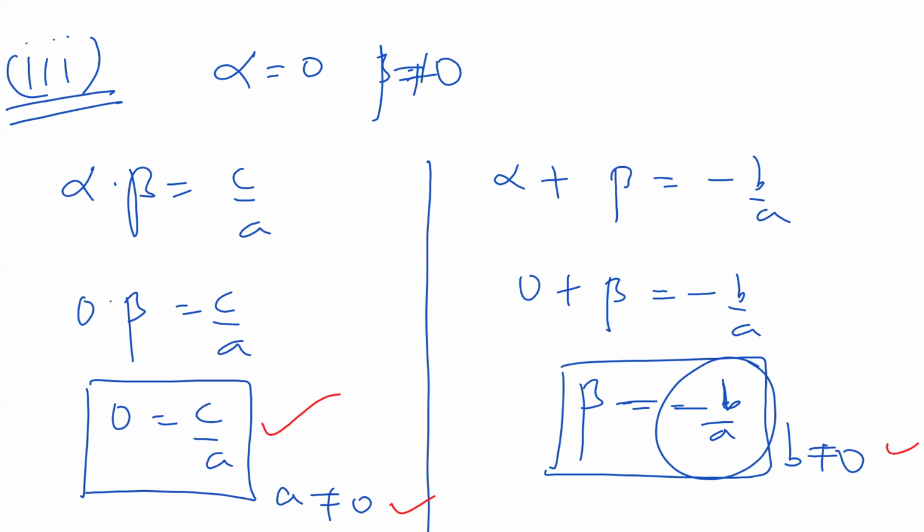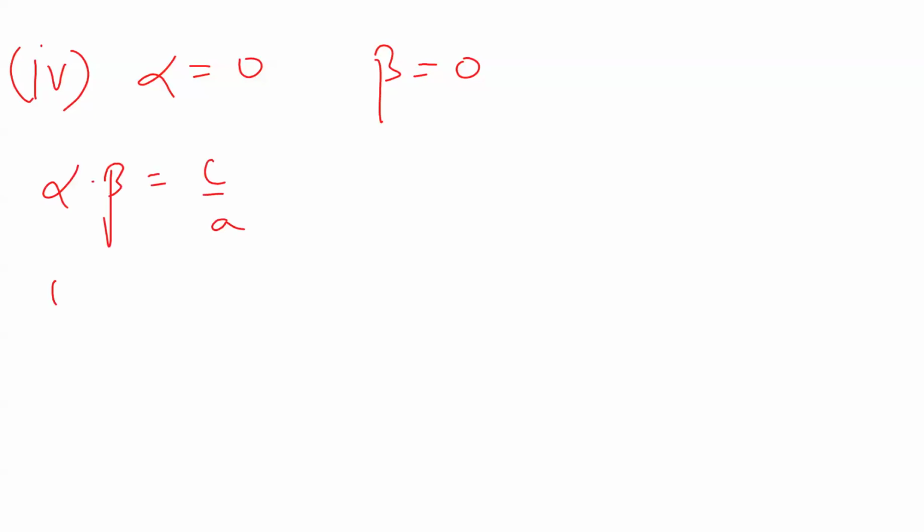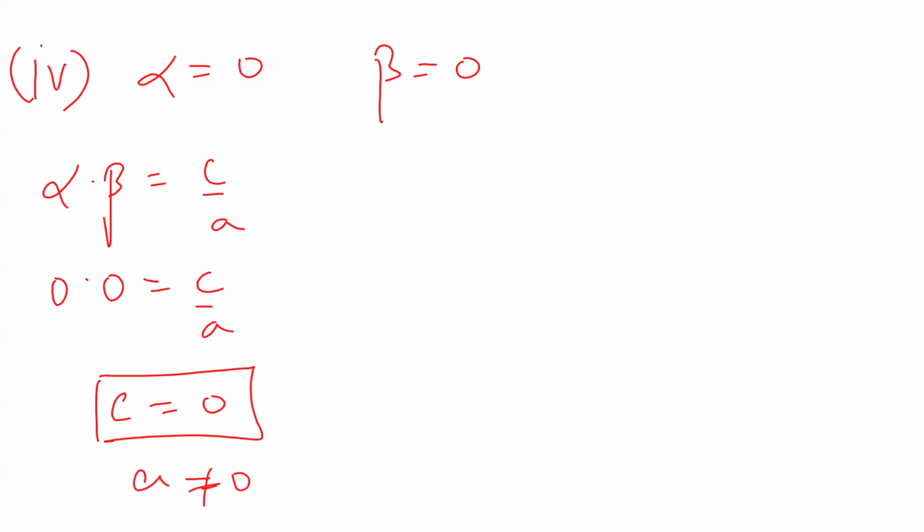Okay, question number 4, as in the sub question 4. Both the roots are 0. So alpha equal to 0 and beta equal to 0. Alpha into beta is equal to C by A. Now both are 0. So C is equal to 0. A cannot be 0, right? Because if A is 0, then C upon A can never be 0.